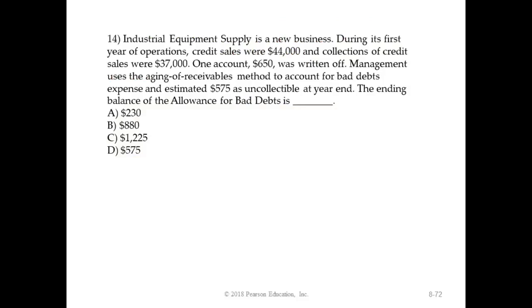Now, the ending balance of the allowance for bad debts should really be the 575, because this is what we're estimating as uncollectible as of year end. So number 14 here is going to be D. It's really what we're estimating. That should be the correct balance in the allowance for bad debts.